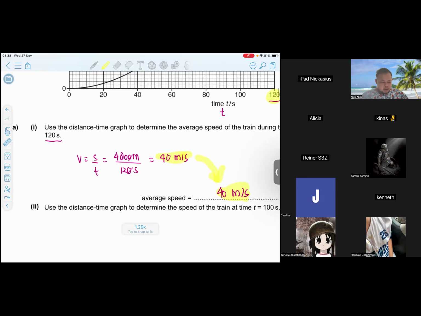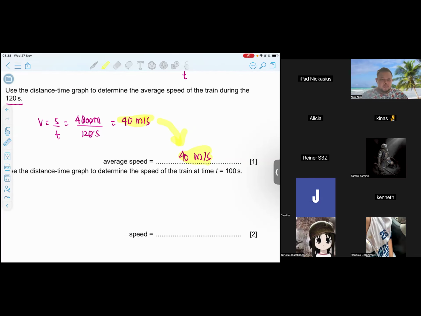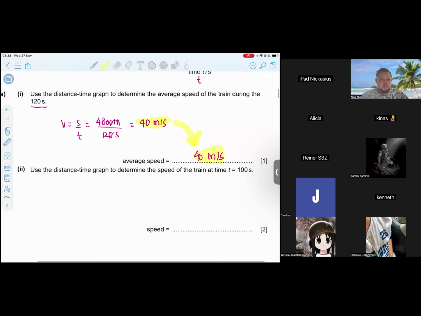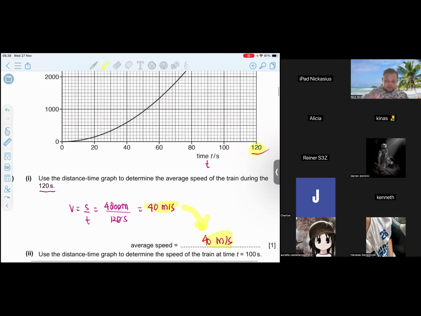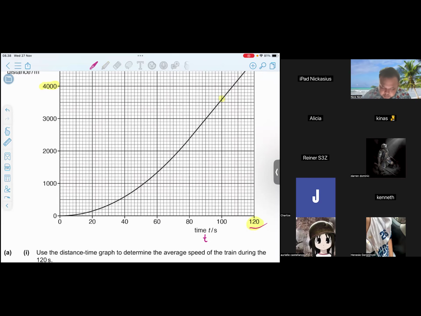Number two, sorry, A.2. Use the distance-time graph to determine the speed of the train at the time 100. Let's see the value here. It depends on the range. The value of 100 is here, and we drag here.